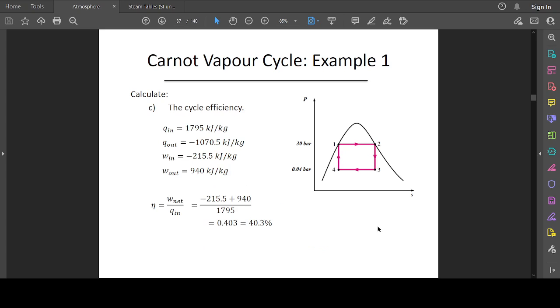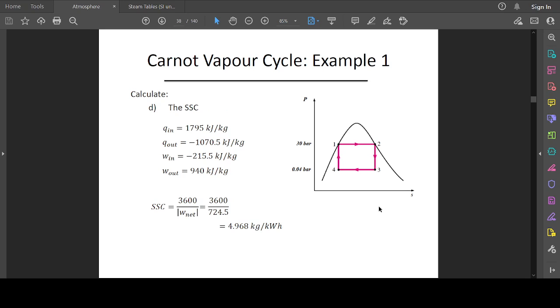So it says calculate the cycle efficiency. We know that the formula for efficiency is the net work divided by the total heat added to the system. So we know the total heat added to the system, which is this, and we know the net work done by the system. The net work done by the system is the work done by the steam plus the work done by the pump. And that gives us this. So when this is added and we divide it by the total heat added to the system, that gives us a 40% efficiency of the cycle.